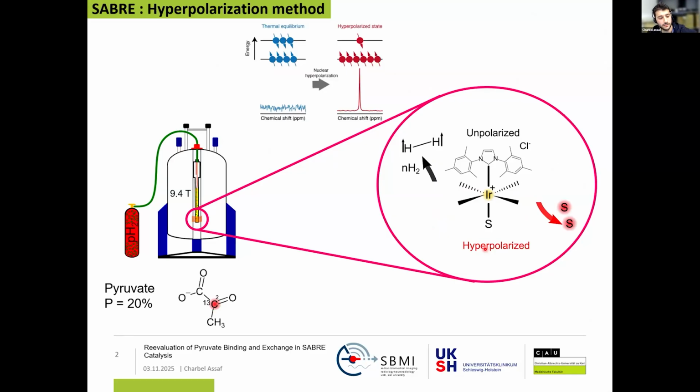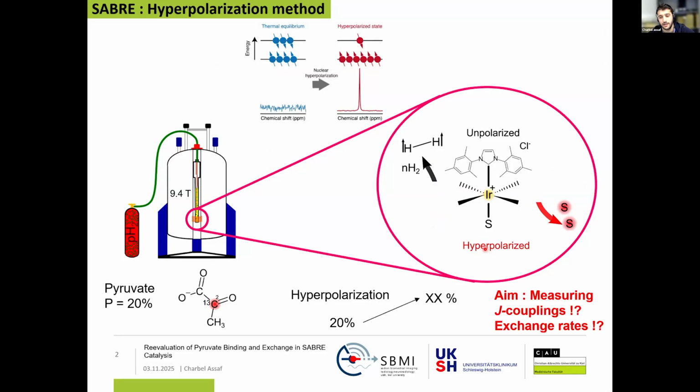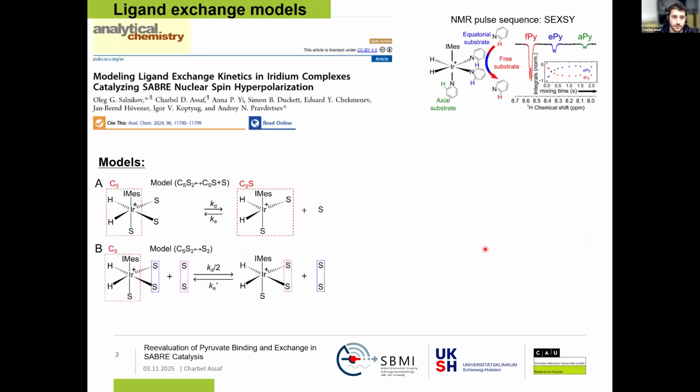Recently, SABRE broke new ground with pyruvate, achieving a signal boost of around 20%. But if we want more, and we do, we need to dig deeper. And the key is understanding and measuring J couplings and exchange dynamics to unlock even higher hyperpolarization yields. So we started by developing a toolkit, a clear methodology to quantify exchange rates within SABRE systems.